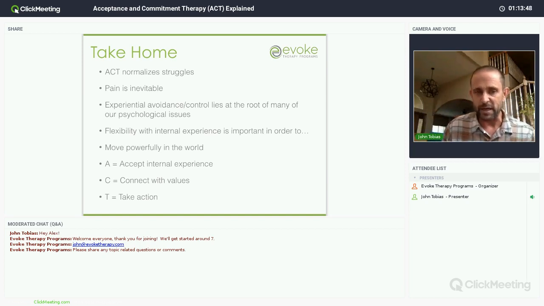Flexibility with internal experience, with the first 4 core processes that I described, is important in order to, next bullet point right here, move powerfully in the world. So that's one of the things I really love about this. It's very practical. It's not mindfulness just for the sake of mindfulness. It's mindfulness in order to live a more powerful life, in order to create the flexibility with our internal experience so that we can begin to move powerfully in the world again.